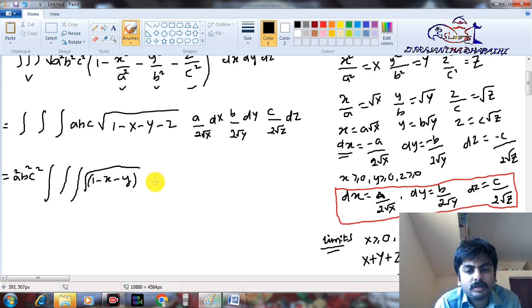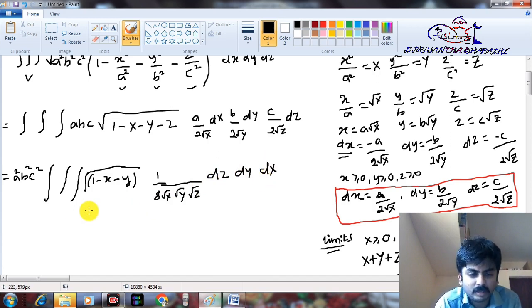Here I am having 1 divided by 8, root of, okay, root x, 1 by 8 into root x root y. You can simply put root of x by z, but there is a reason why I am writing like this, you will know it later, into, I am writing first dz, then dy and dx.